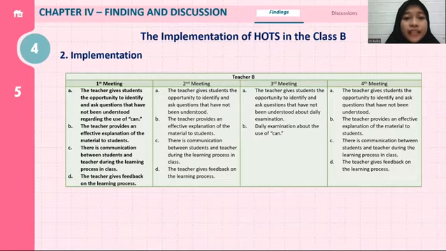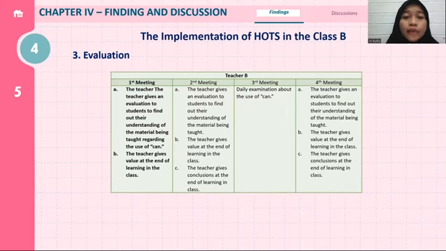In every meeting, the English teacher applied critical thinking, which is to provide opportunities for students to ask questions about the material or instruction for the daily examination. The last one is the evaluation of HOTS in class B.